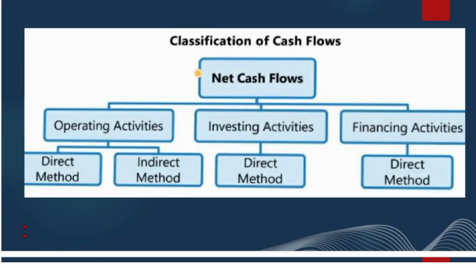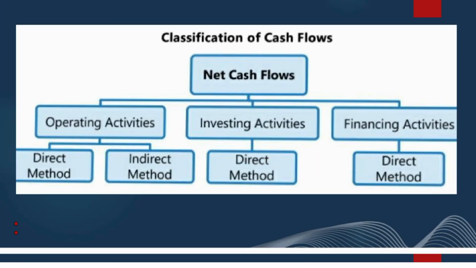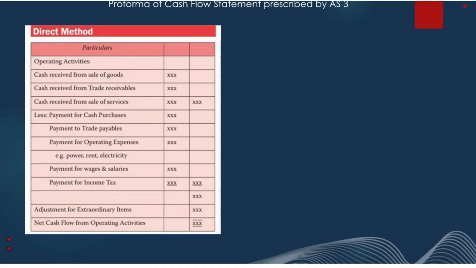Now let me move you towards this. We prepare the cash flow statements under two methods. First is your direct method and second is your indirect method. The separation is made only under operating activities. For the other activities we follow the simple method, that is the direct method. We are not following any other method, that is indirect. So only for the operating activities we are following what? Direct and indirect method. Now we are going to begin with the proforma of the cash flow statement.